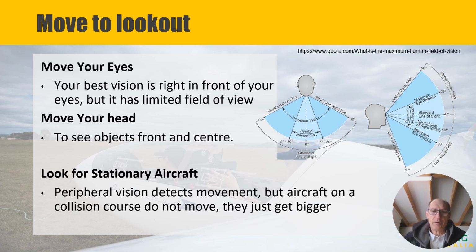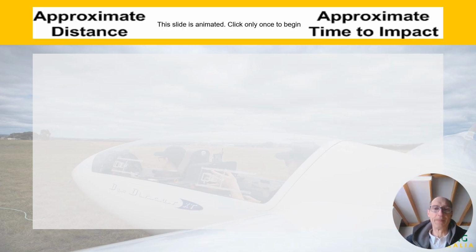And as I said in the previous slide, peripheral vision detects movement, but aircraft on a collision course actually don't appear to move. They just get bigger and have what's known as the bloom effect. So here is a slide showing the bloom effect animated and the time it takes before you have an impact.